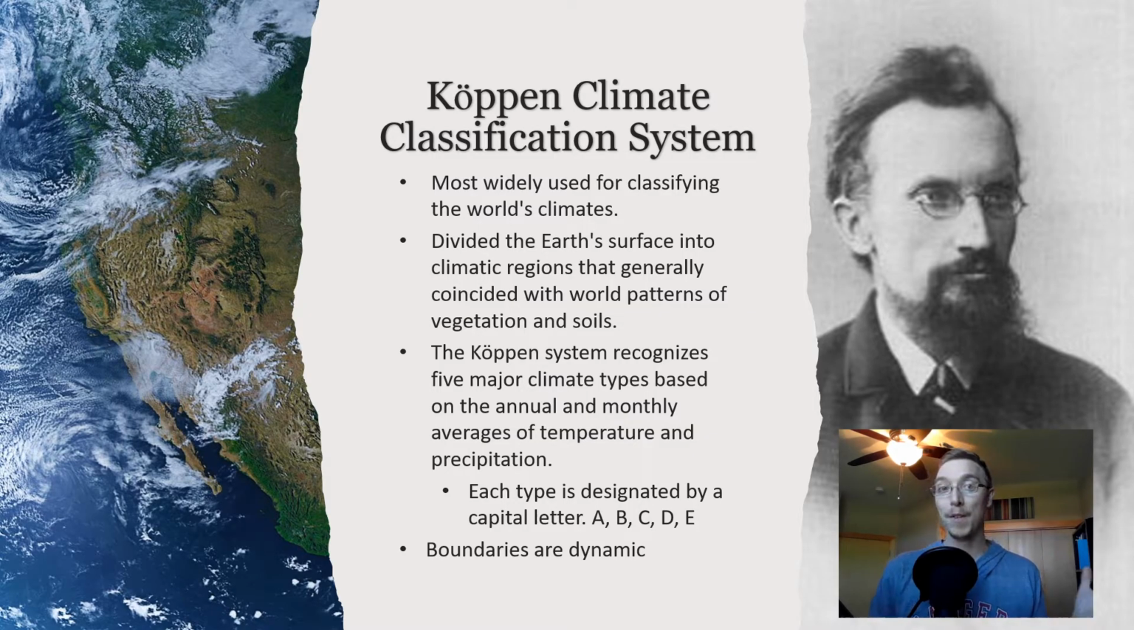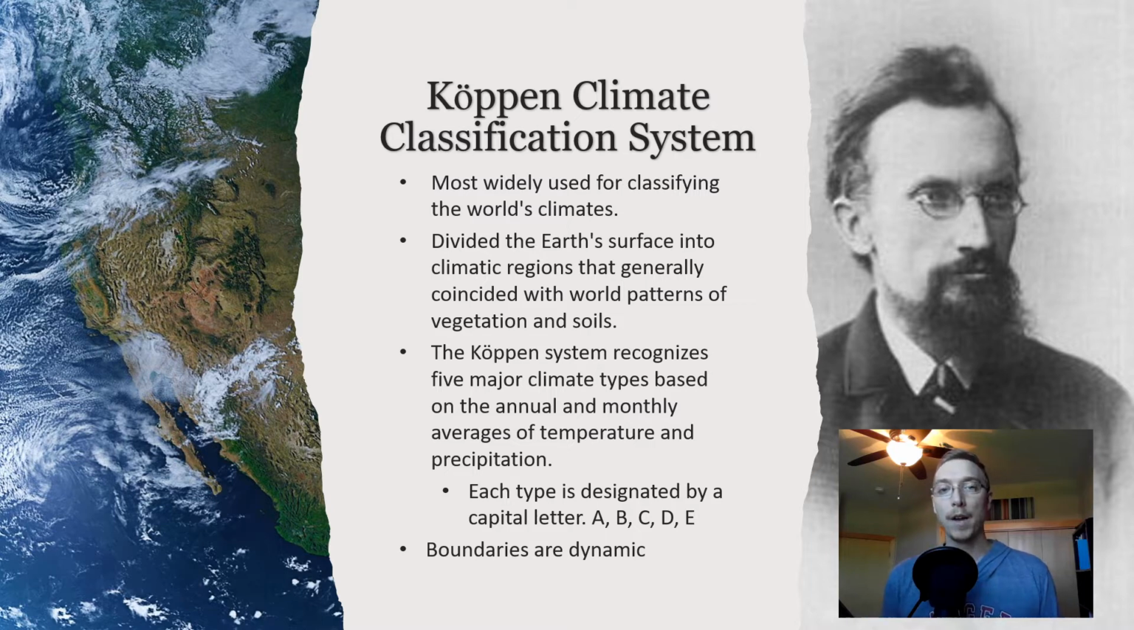So let's start off with a quick review. This is Vladimir Köppen, a Russian and German scientist who devised the Köppen climate classification system. It's most widely used for classifying the world's climates, and divides the Earth's surface into climatic regions that generally coincide with the world patterns of vegetation and soil. Recall, he was a botanist, among many other things.